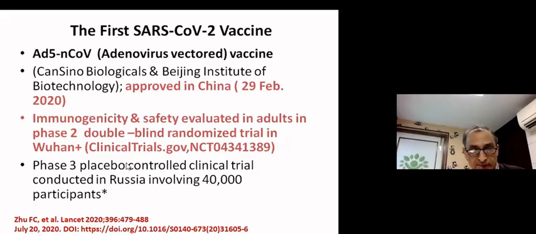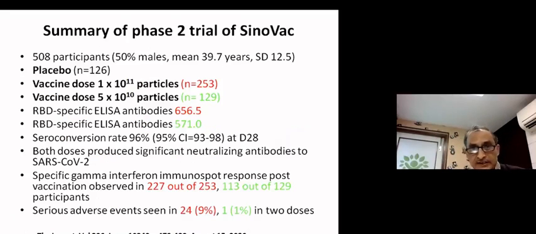Phase 3 trials are presently being done. I think they have been completed in Russia with about 40,000 participants. So that's quite a sizable number for a vaccine. So let's see, this is a little summary of the trial of this Sinovac, the Chinese vaccine, an adenovirus vector vaccine.